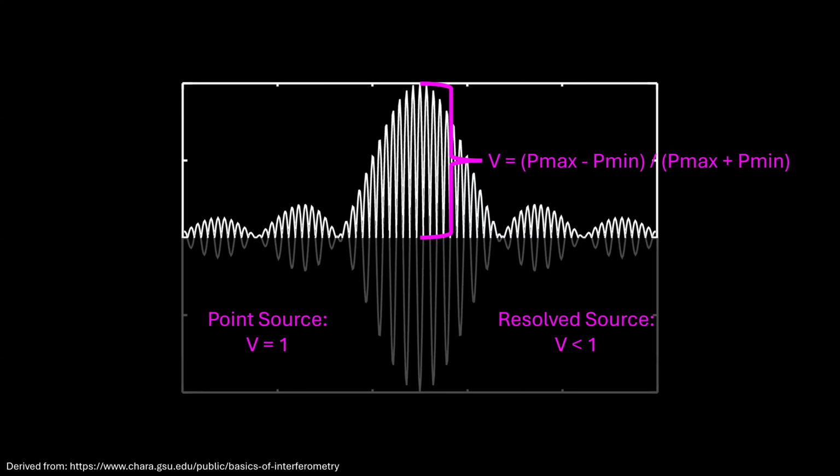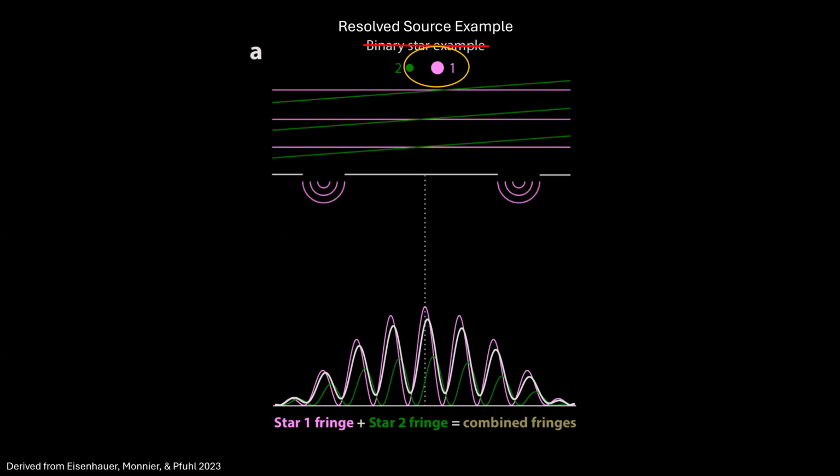If you have a resolved source, your visibility is less than 1. And you can see that in this kind of example. I've appropriated a binary star example to be a kind of pseudo-resolved source example, just by looking at 2 different points on a resolved source. You can see that the wavefront for component number 2 is slightly tilted with respect to that of component number 1. And that results in the fringes being offset. It also results in the combined fringe not bottoming out at 0. Hence, you're reducing your visibility.